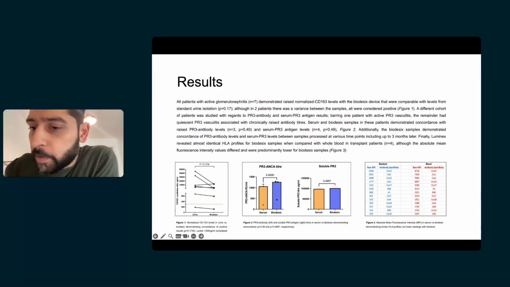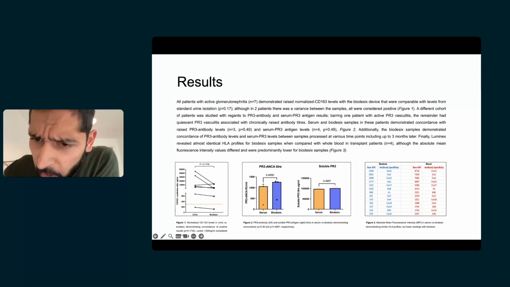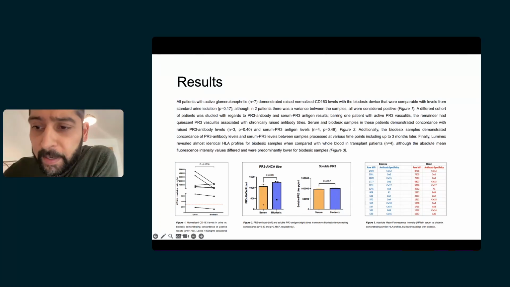So you can see CW112 and CW2 are near the top. So that was reassuring, although the absolute MFI values, which is essentially what quantifies the amount of antibody that you have, were quite different between the Biodesix and blood, which pointed to us with regards to further work that could be done to optimize this, because obviously we went through a series of dilutions, and perhaps this factor needs to be corrected in the future when comparing with standardized blood.